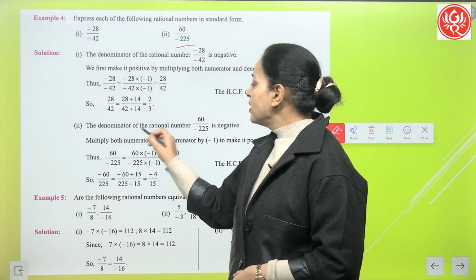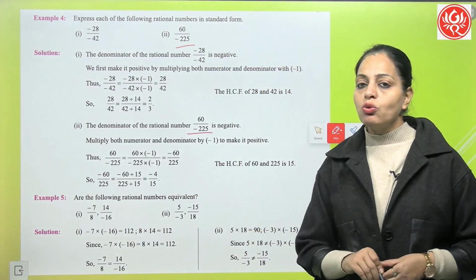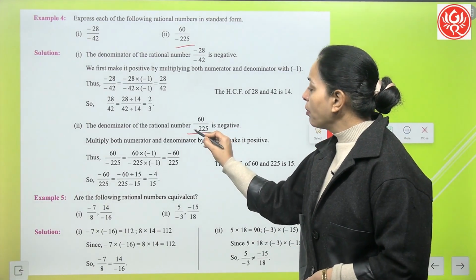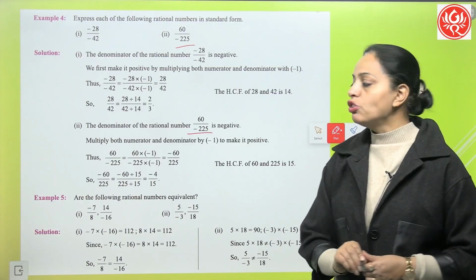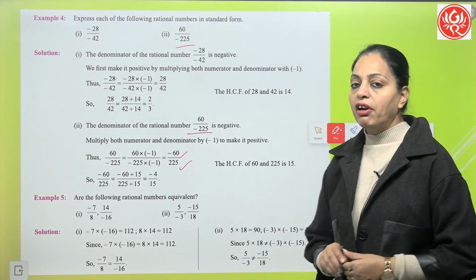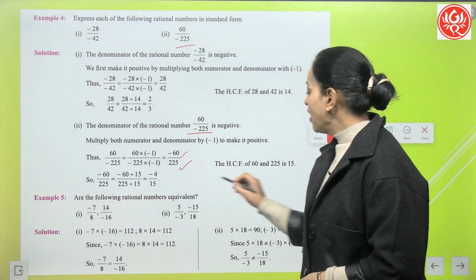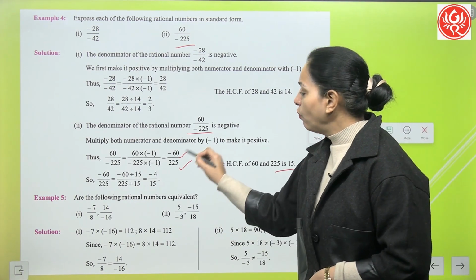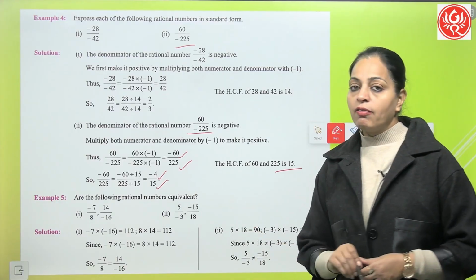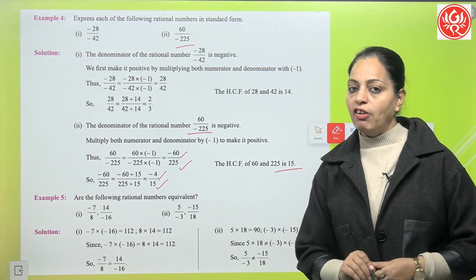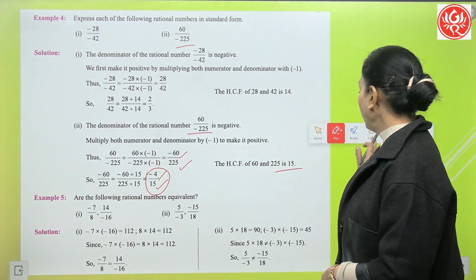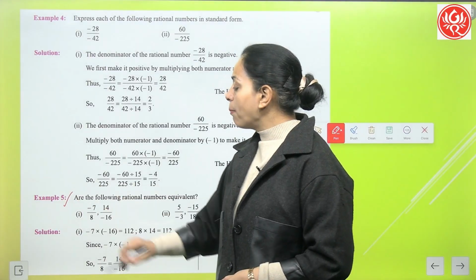The second part, 60 upon minus 225. So this is a negative one. So what can we do with this negative? We can write it with the numerator. So it becomes minus 60 upon 225. Now their HCF is 15. Cancel both by 15. 15 fours are 60 and 15 fifteens are 225. So what is the answer? Answer is minus 4 upon 15. Now come to the next, example 5.